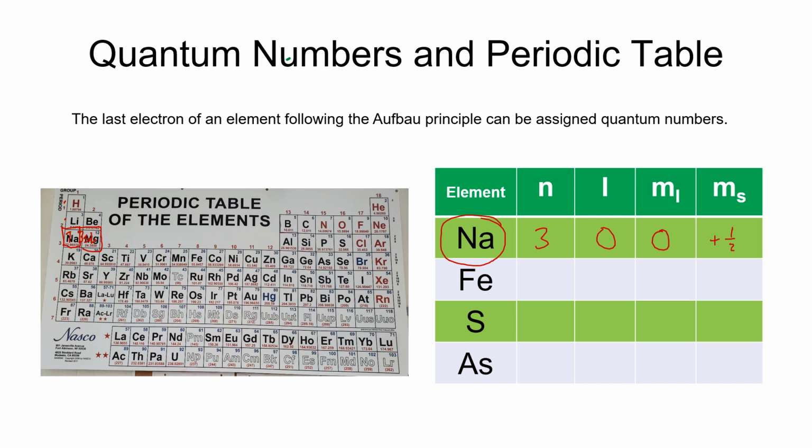Let's try another one. Iron is over here. This is the 3d subshell. And so that's n equals 3, l equals 2.